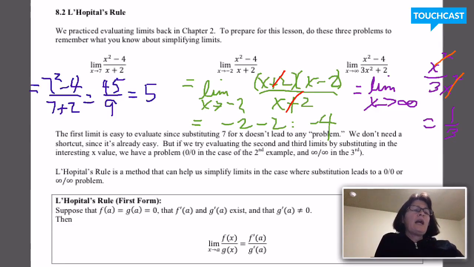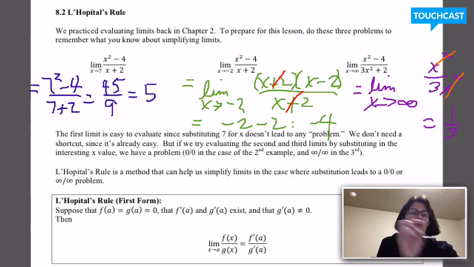This next one, when I try substituting in -2 for x, I end up with 0 over 0, which I know is a problem. But fortunately here this expression can be factored. So if I factor the numerator, it cancels out with the denominator and I have a new problem, which is the limit as x approaches -2 of x minus 2, which I can evaluate, becomes -4.